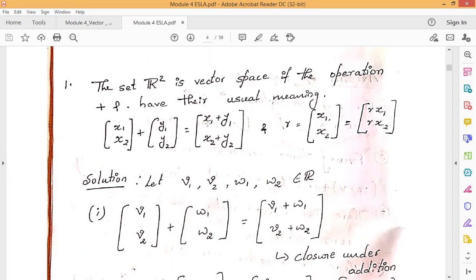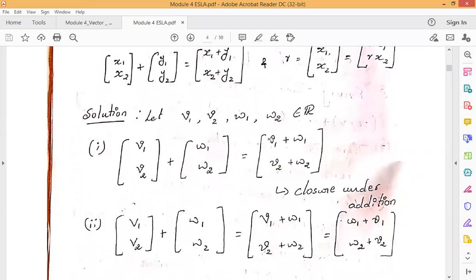Here the meaning is given as the column elements x1, x2 which are added with y1, y2, resulting in x1 plus y1, x2 plus y2, and r multiplied with x1, x2 results in rx1 and rx2. Having this usual meaning, we are asked to check whether R2 is a vector space or not.